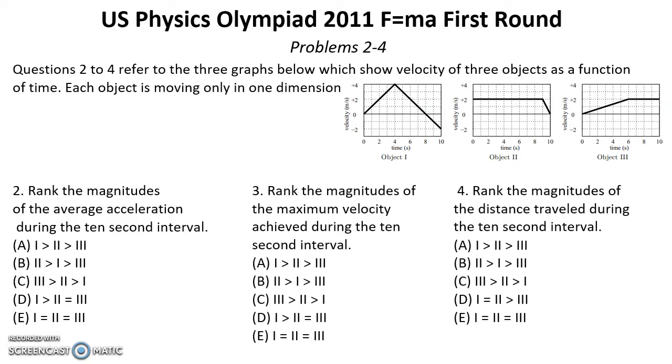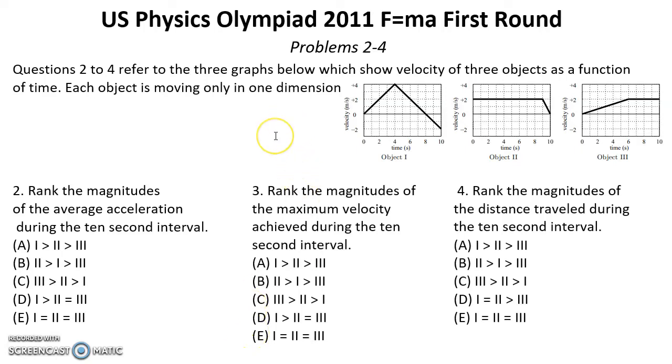Problems from 2nd till 4th. Questions 2 to 4 refer to the three graphs below which show velocity of three objects as a function of time. Each object is moving only in one dimension. So problem number 2. Rank the magnitudes of the average acceleration during the 10-second interval.